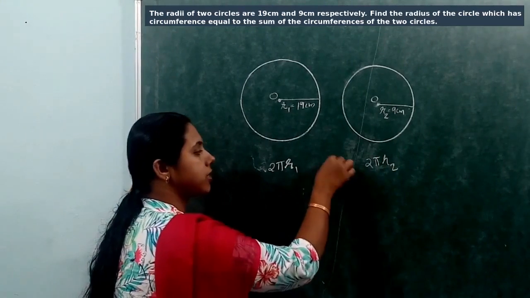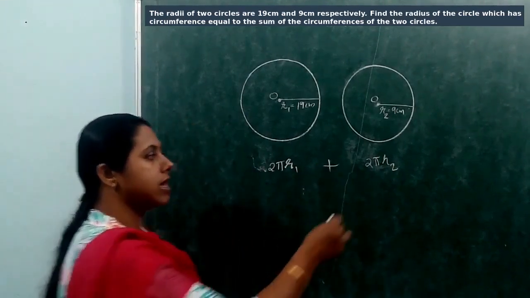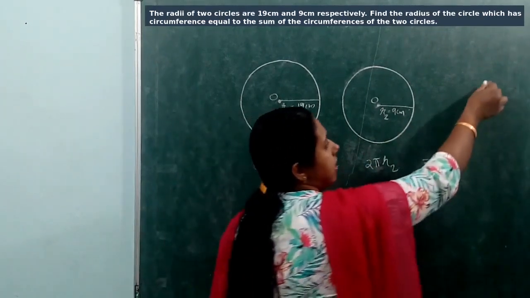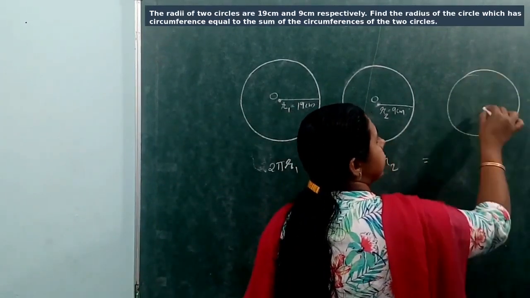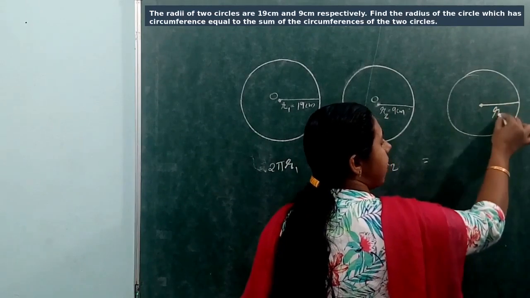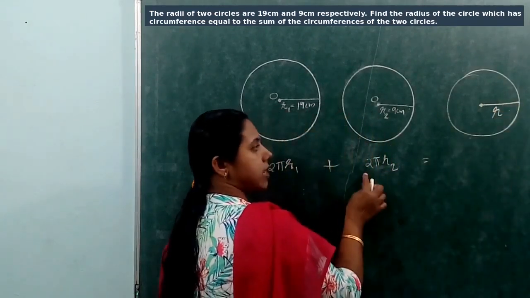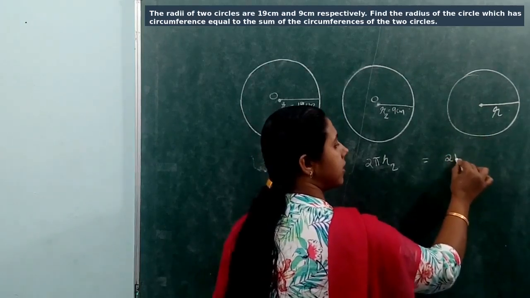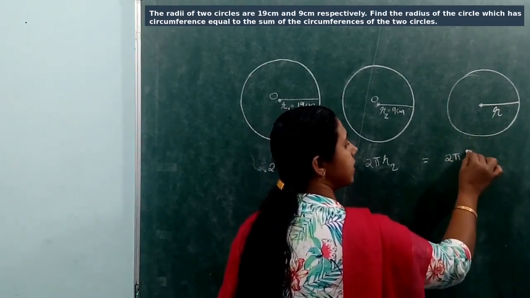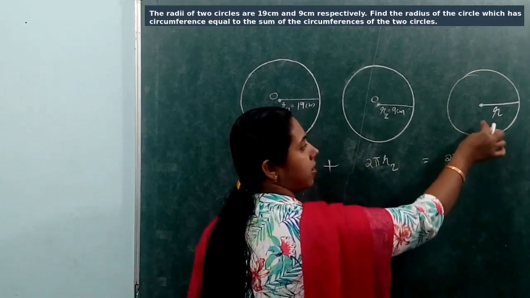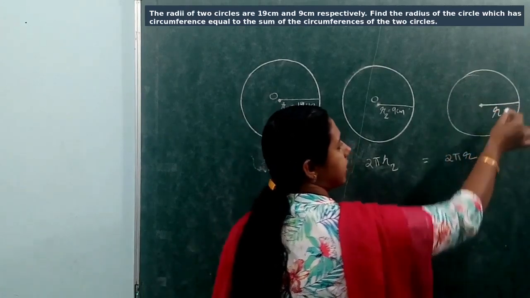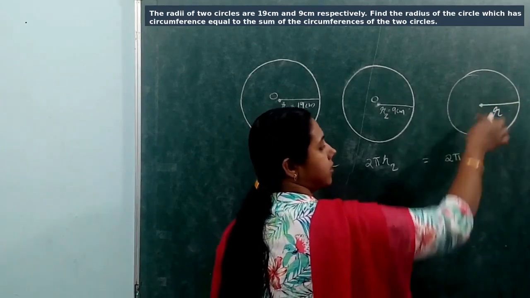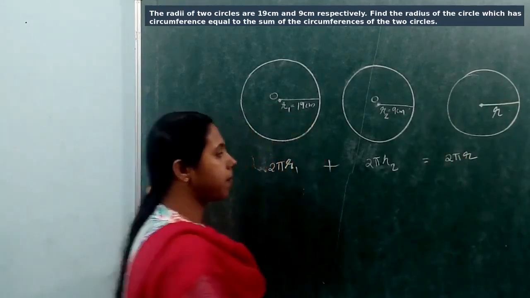Sum of these two circumferences is equal to the circumference of another circle. So there will be another circle with radius r. The sum of these two circumferences is equal to the circumference of this circle. The circumference of this circle is 2 pi r, because when the radius is r centimeter, the circumference of the circle is 2 pi r.